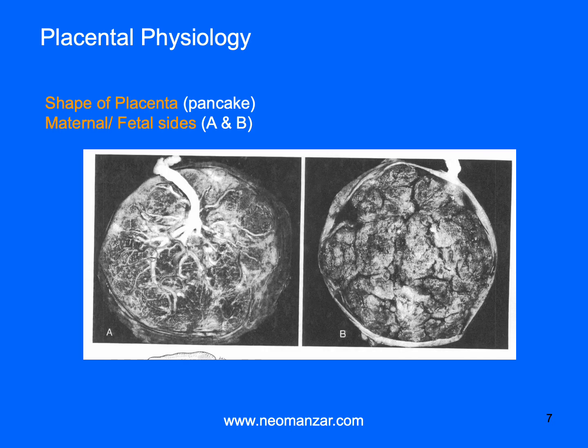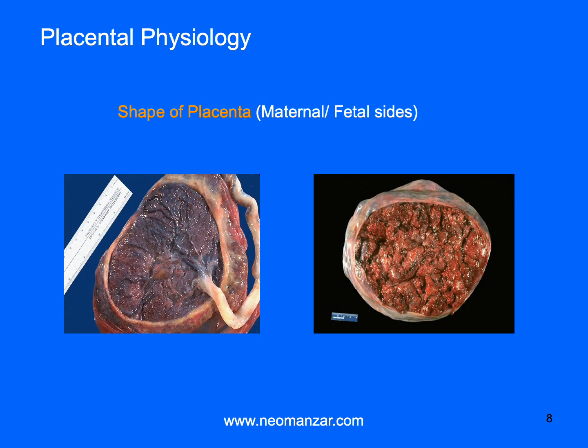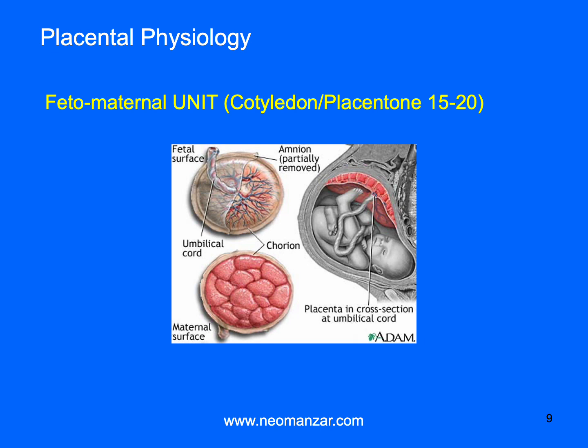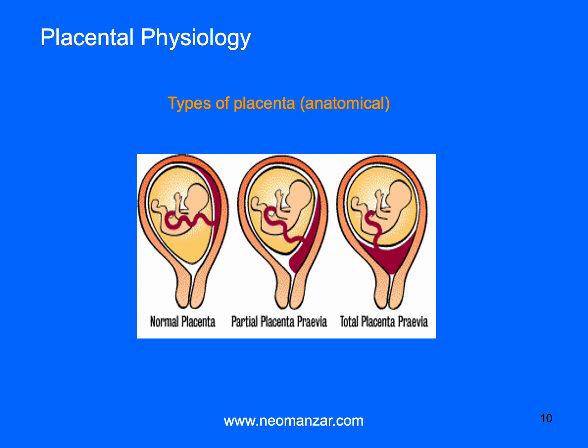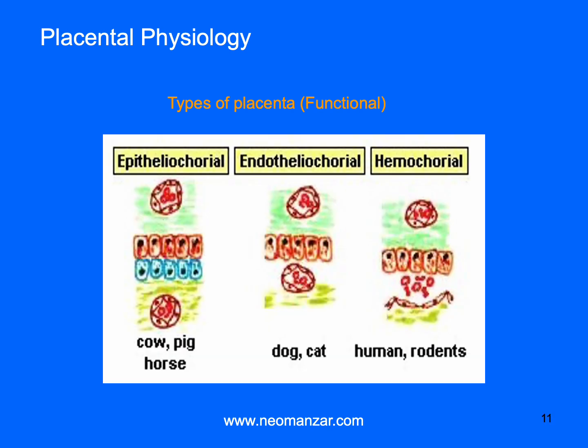This is the slide which shows the maternal side and the fetal side. This is another one, same thing. Now basically, the placenta is divided into feto-maternal units. We call them cotyledons or placentons. Usually there are 15 to 20, and each cotyledon functions individually, as shown in the picture. So what are the types? Structurally, you have your normal placenta, which is usually placed posteriorly. Otherwise, you can have placenta previa, which could be either partial or total.